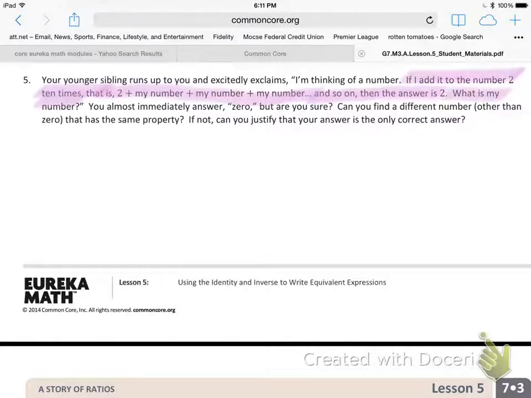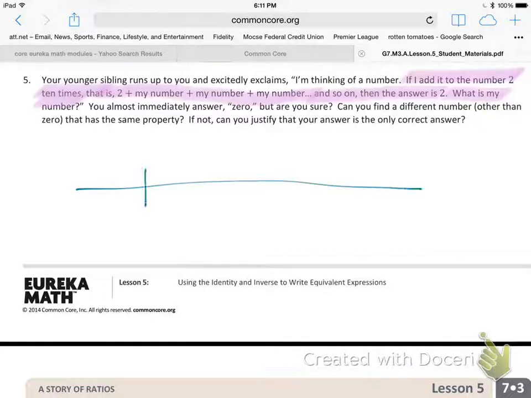So in this scenario, you almost immediately answer 0, but you become a little bit unsure. Could there be any other number that you can add to 2 any number of times, in this case 10, and the answer will be 2? Any other number besides 0? And of course, the answer is no.